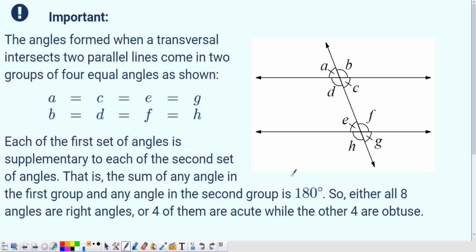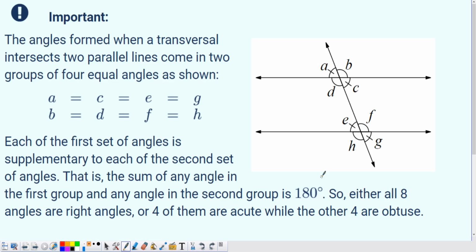So, there is no way to prove that this is true really other than intuition. You can draw parallel lines and measure the angles and stuff, but we will just assume that this set of facts is true. That two angles formed when a transversal intersects two parallel lines come in two groups of four equal angles as shown. A, B, C, D. E, F, G, H. Those are the two groups of four.